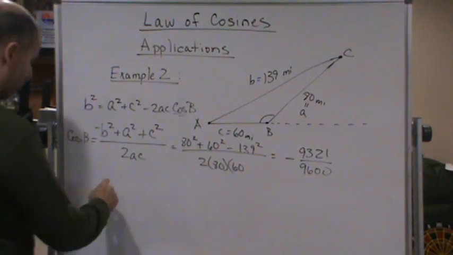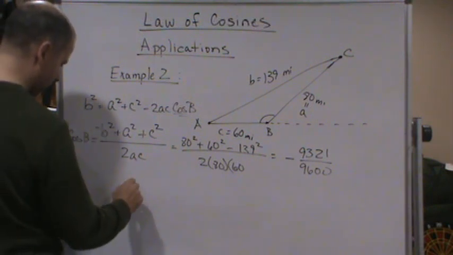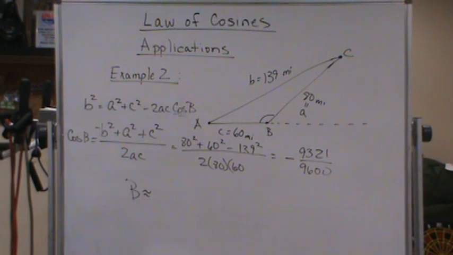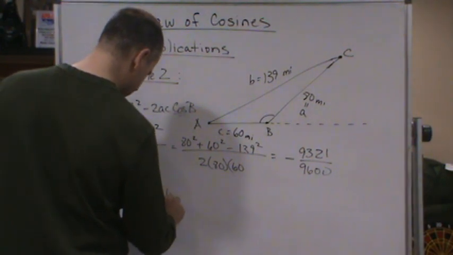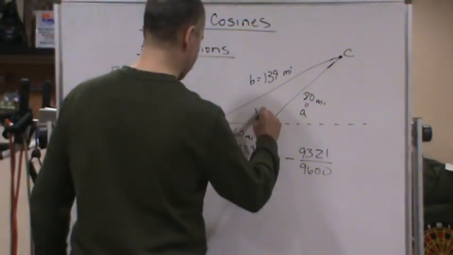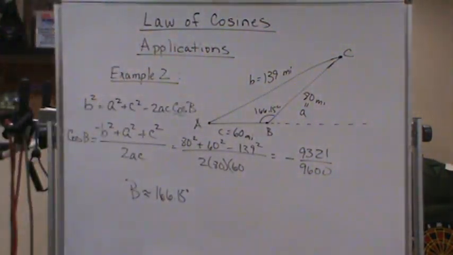So when we take the arc cosine, or the inverse cosine, of both sides, we get B is going to be approximately equal to 166.15 degrees. Okay, now, so how do we describe the bearing?